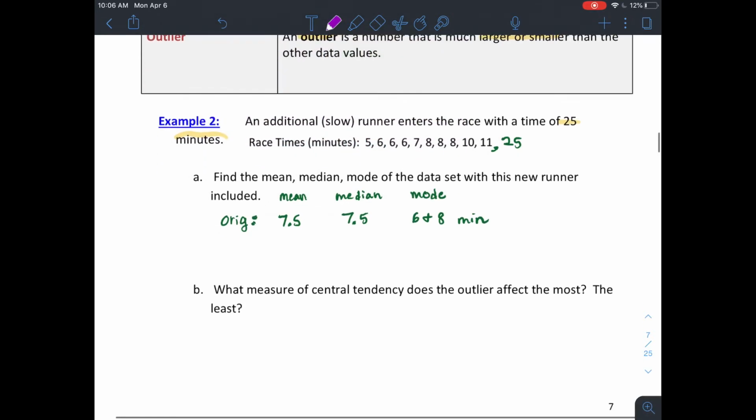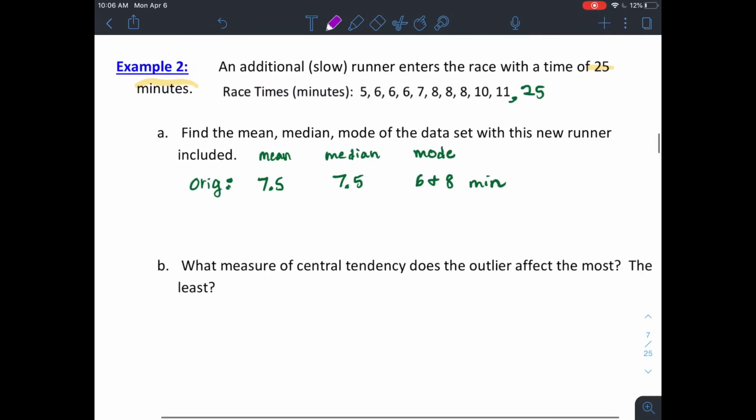So I'll just jot down what they are because I'm sure that you could calculate them. You would just add in that 25 and then there are 11 data values. You'd get a mean of approximately 9.09 minutes, a median of 8, and your mode would still be 6 and 8 minutes.